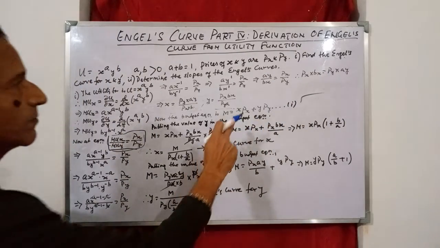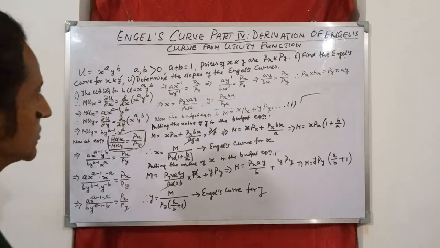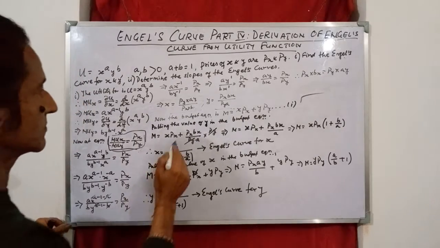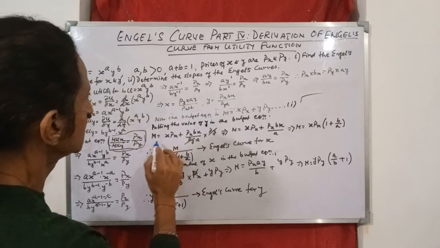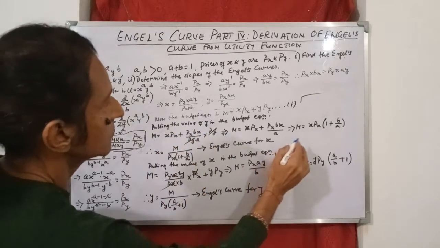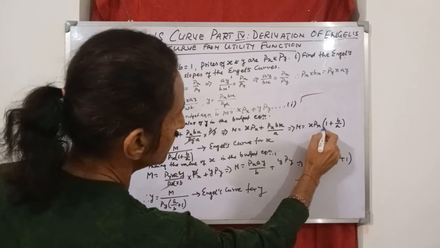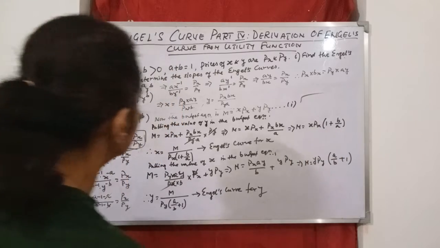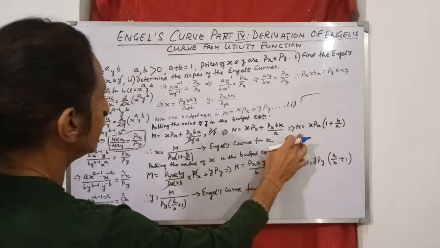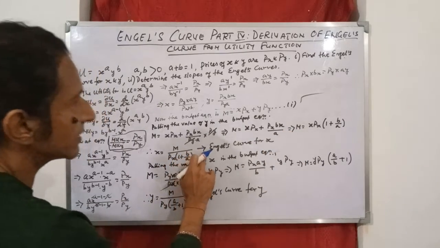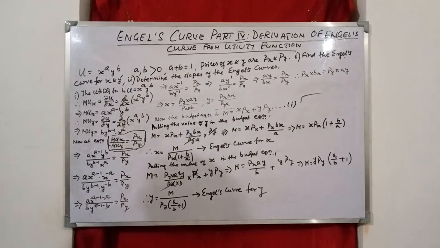Now in this budget equation we have put the values of x and y. First we have put the value of y. So we have found out m equals x px into within bracket 1 plus b by a. Therefore x equals m divided by px into within bracket 1 plus b by a. This is the Engel's curve for commodity x.